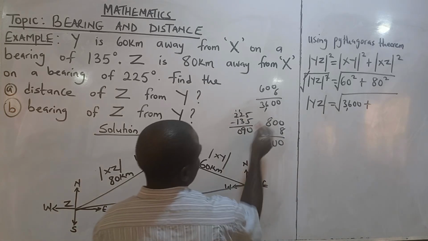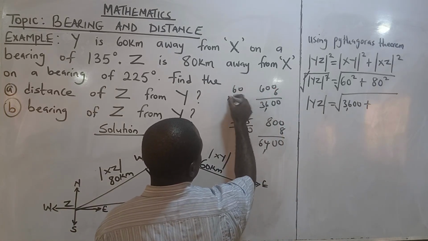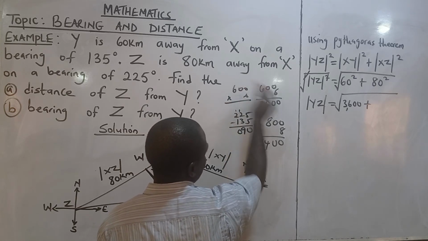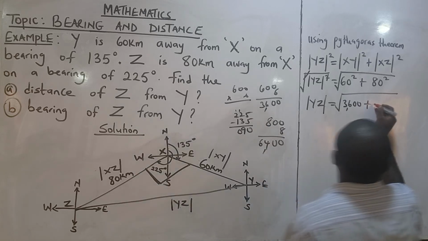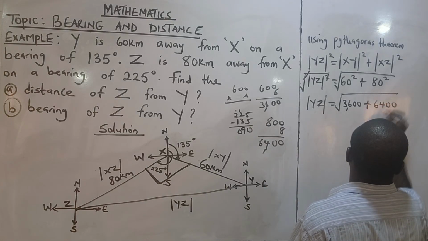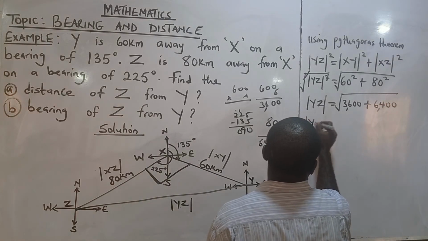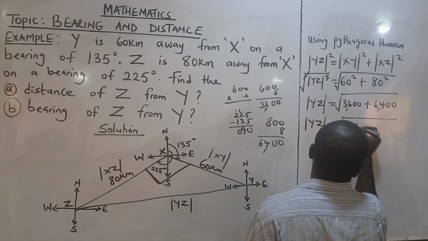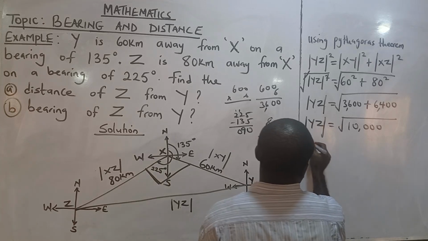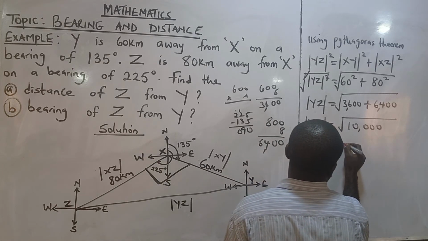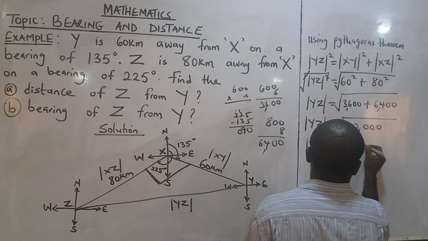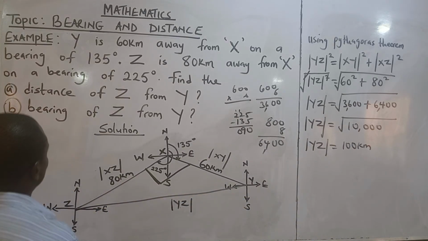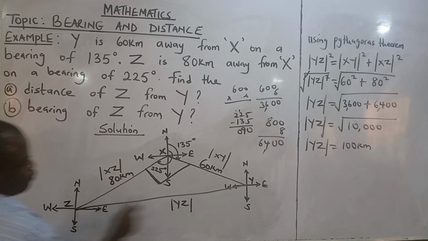How do I do it? When you have something like 60 times 60, just carry the 0 and put it here and use 6 to multiply it. You get the answer, 6,400. Now line yz equals 10,000. Okay. Now line yz equals 100 kilometers. This now yz is 100 kilometers, and we have to look for the bearing of z from y.